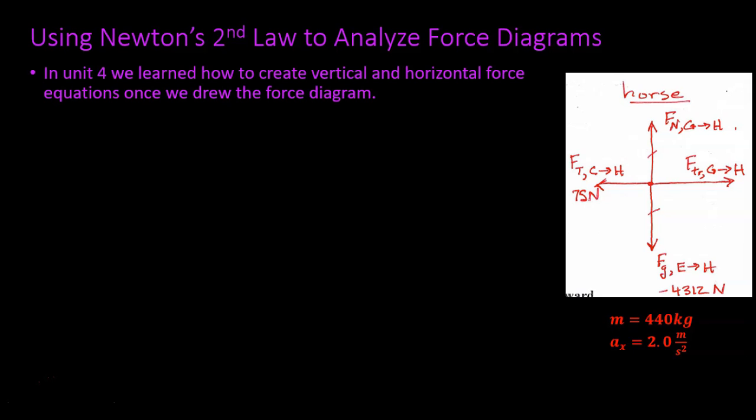In our previous unit, we learned how to create vertical and horizontal force equations once we drew the force diagrams. So we would have looked at this force diagram and said the equation for the vertical forces is the normal force plus the gravity force, and we set them equal to 0 because they're balanced. But now we would have difficulty with these horizontal forces, because it would be the tension force plus the traction force, but we can't set them equal to 0 because we know these forces are not balanced.